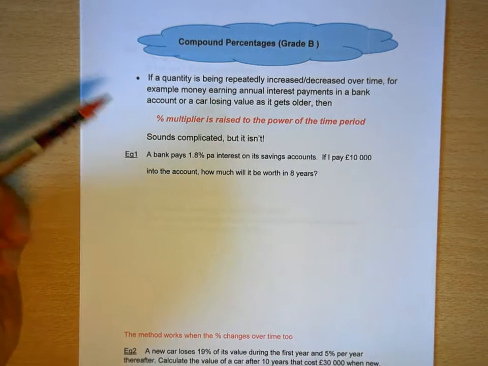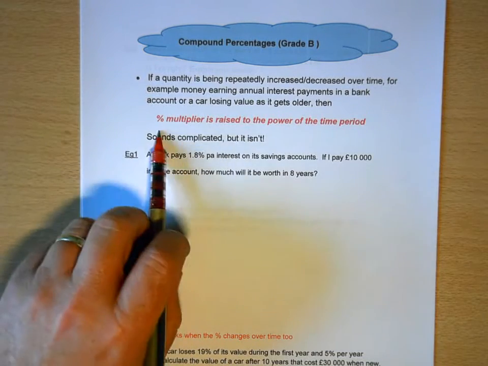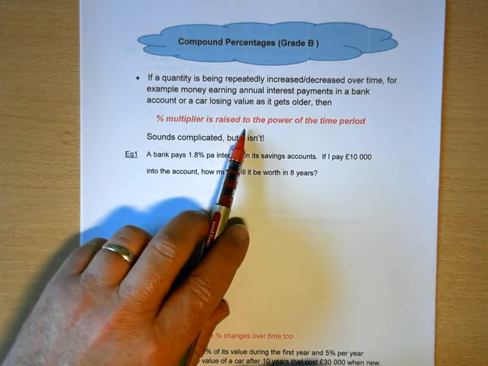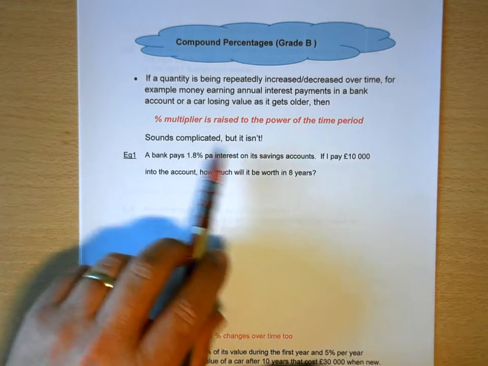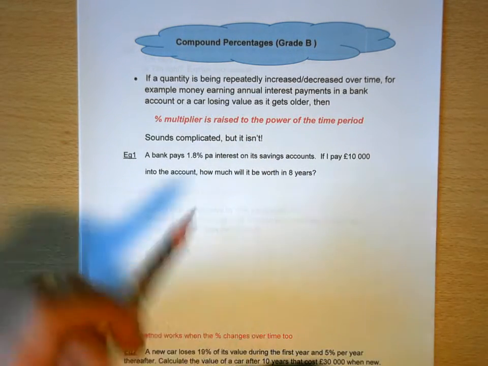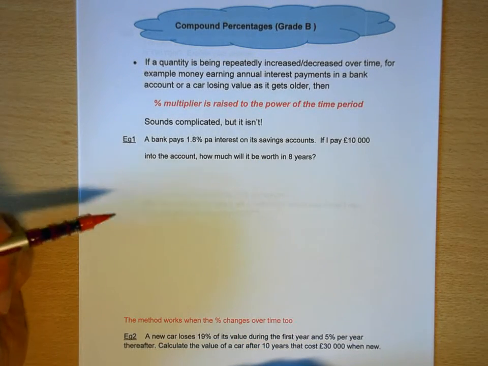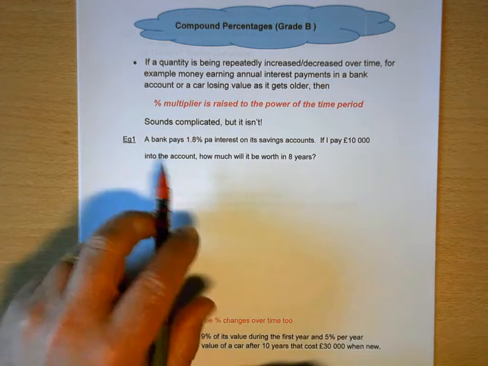amount. Okay, and what you need to remember, I've put in red there, is the percentage multiplier, well, we're used to using those now, raised to the power of the time period. Now that sounds a bit of a mouthful, but it's quite straightforward. And what I'll do with the first example is I'll show you how we arrive at that.